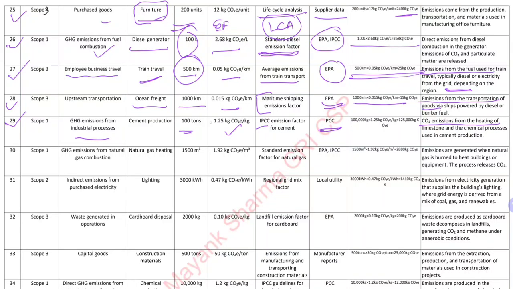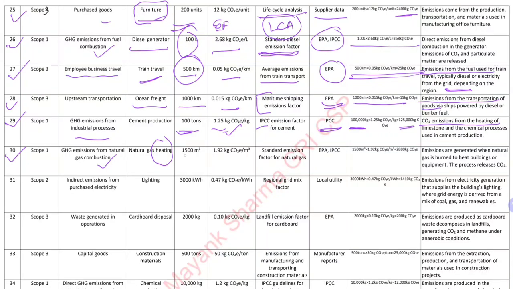So if you see here, 100 tons converted into kilograms, because this emission factor is in kilograms. Then multiply with the emission factor, you will get the answer for the total emissions. Next example for scope 1, GHG emissions from natural gas combustion. Again, what is the purpose of using the natural gas? That is for heating purposes.